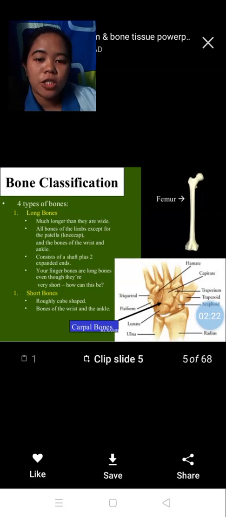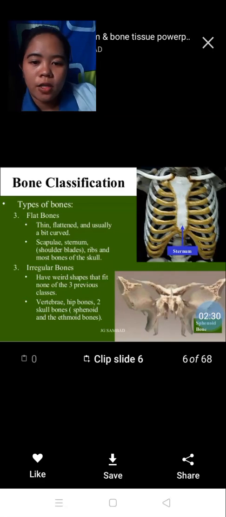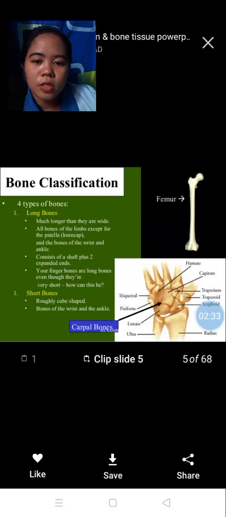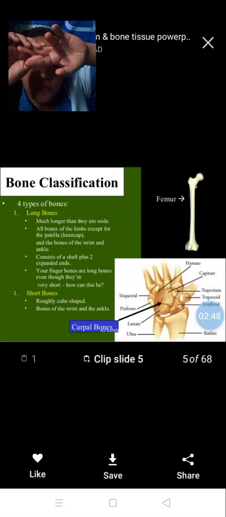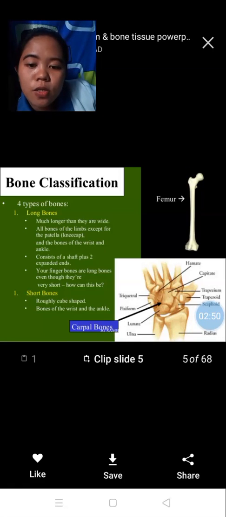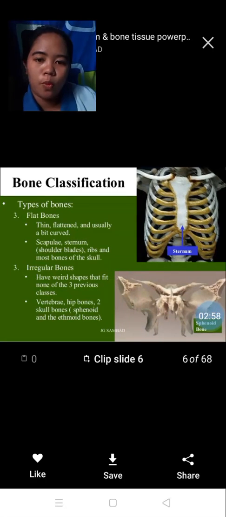In bone classification, we have 4 types of bones: the long bones, short bones, flat bones, and irregular bones. Long bones are much longer than they are wide. All bones of the limbs, except for the patella or kneecap and the bones of the wrist and ankle, consist of a shaft plus 2 expanded ends. Your finger bones are long bones even though they are very short. Short bones are roughly cube shaped, and the bones of the wrist and the ankle are short bones.